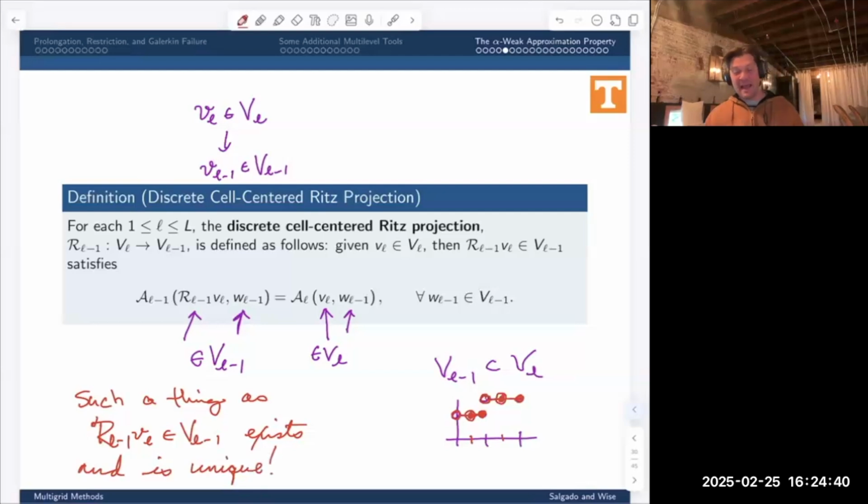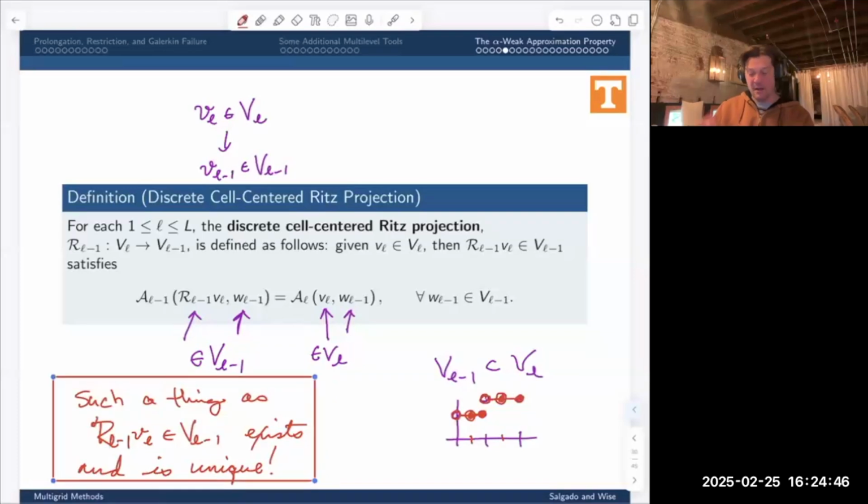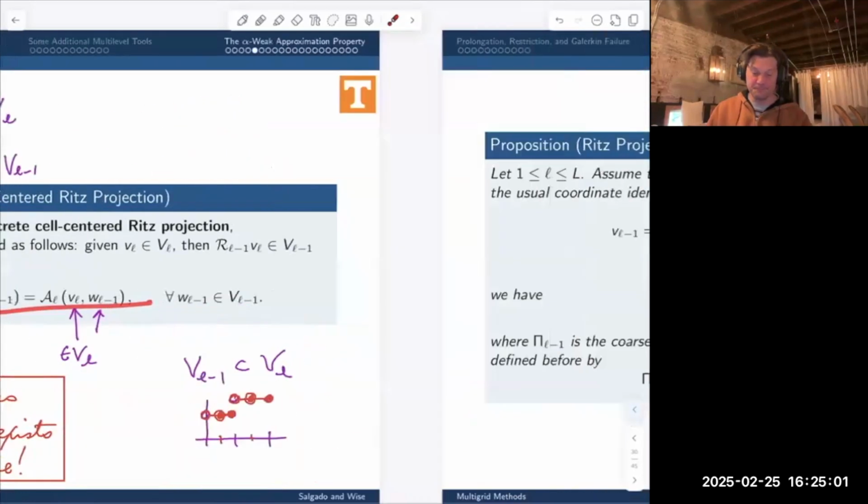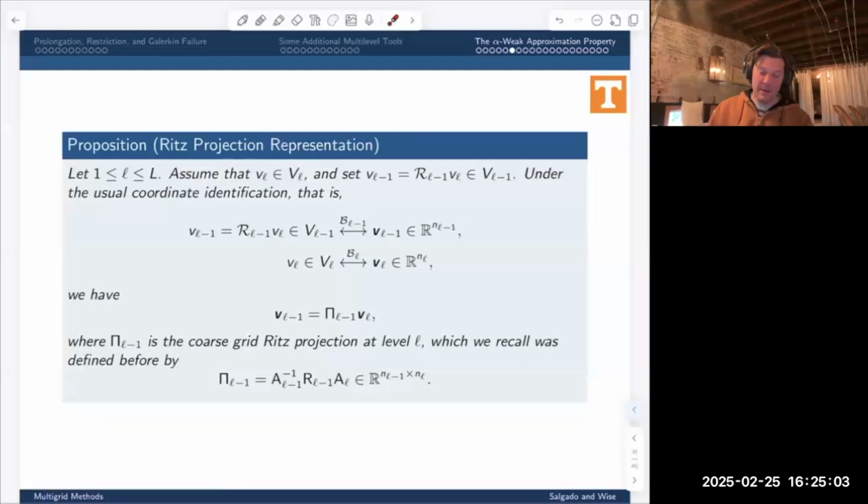Because if I ask for something and make a definition involving something, I want it to be there whenever I need it. Of course, I want it to be well defined. I want it to exist, and ideally, I want it to be unique. All right, so that's the thing called the Ritz projection. It satisfies that definition. All right, so assume that.